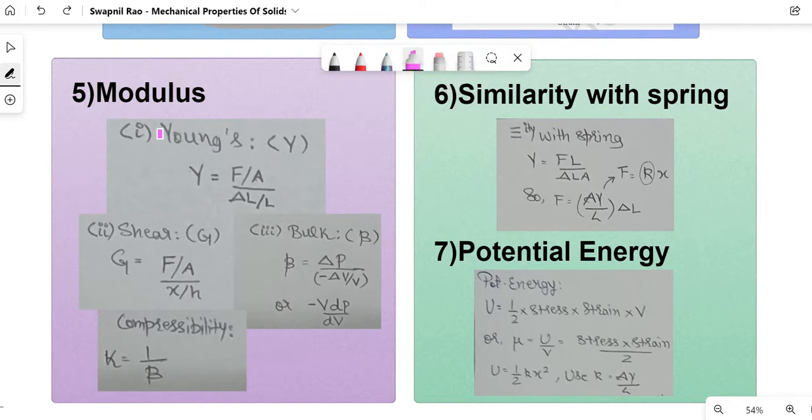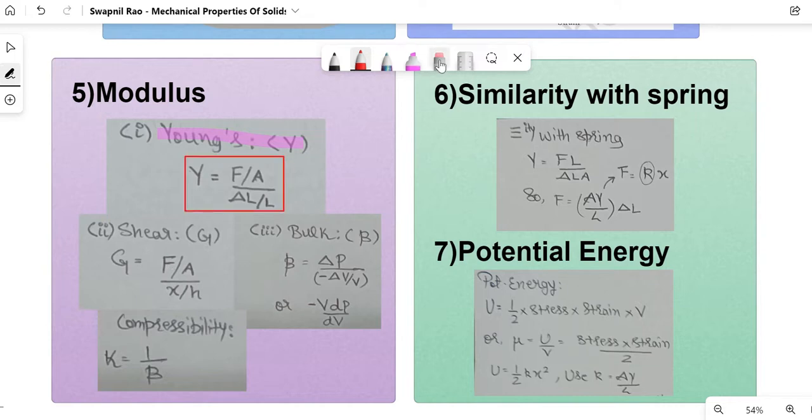However, under modulus, the first type would be Young's modulus, denoted by Y. The formula would be stress by strain, but here stress would be replaced by normal stress and strain by normal strain. I hope you're getting it. It would be NS by NS. I used the short form so it'll be easier to remember, which means normal stress by normal strain. And the formula is given above, so when you replace it, you'll get this formula.